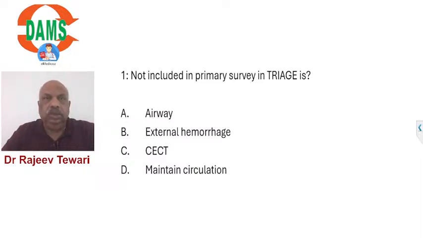So, this question was asked last year in NEET also. It's a common question. I'm sure all of you know the answer of this. This question says, not included in the primary survey of triage is. I'm pretty sure all of you can answer. Primary survey only has A, B, C, D, E. A is airway, B is breathing, C is circulation and hemorrhage, D is disability, and E is exposure. CT is not included in primary survey.